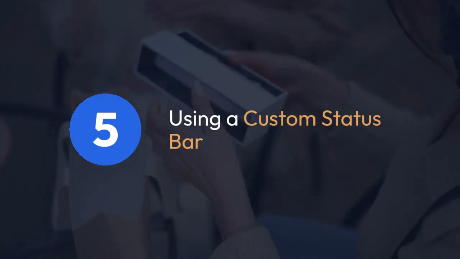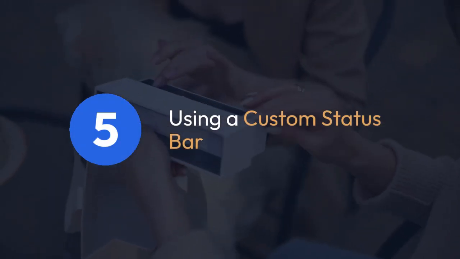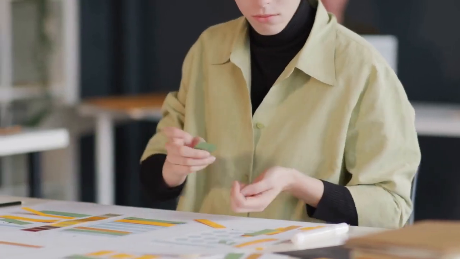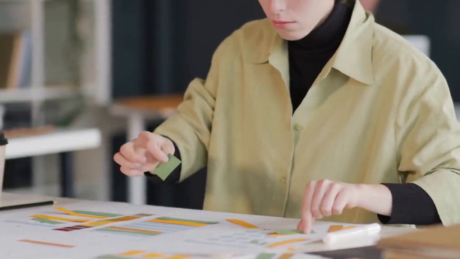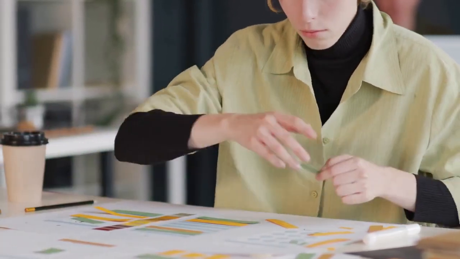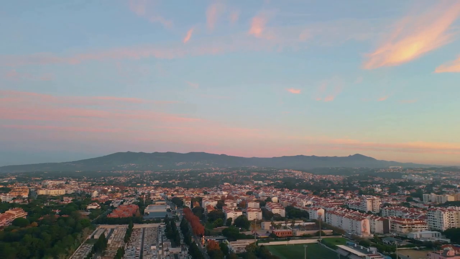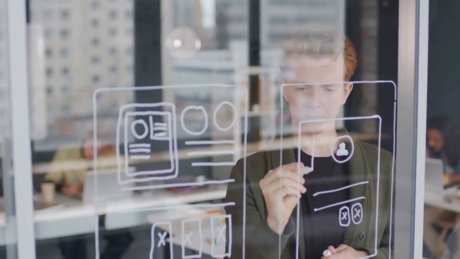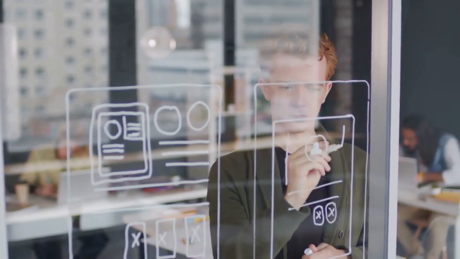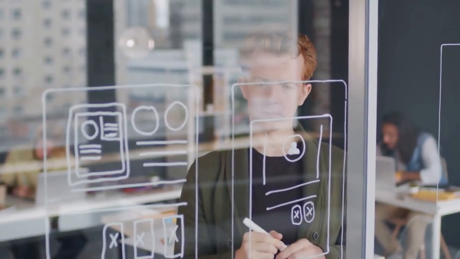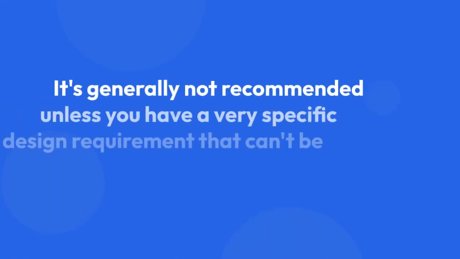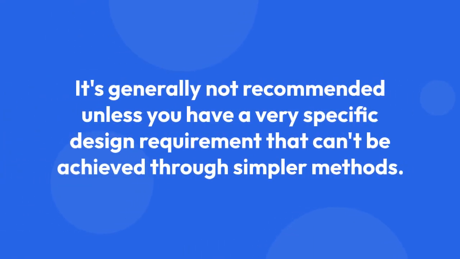5. Using a custom status bar, advanced. For advanced customizations, you could create a custom view that replicates the functionality of the status bar. This provides ultimate control, allowing you to customize its look and feel completely. However, this method is significantly more complex and requires deep understanding of iOS UI design principles. It's generally not recommended unless you have a very specific design requirement that can't be achieved through simpler methods.